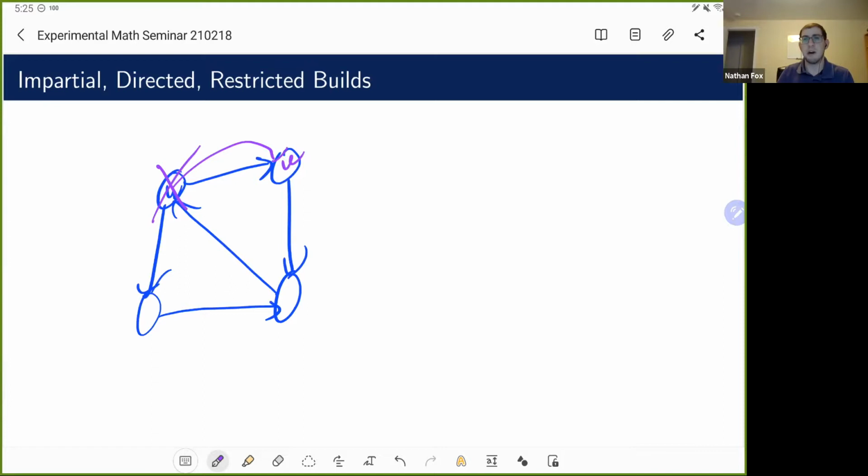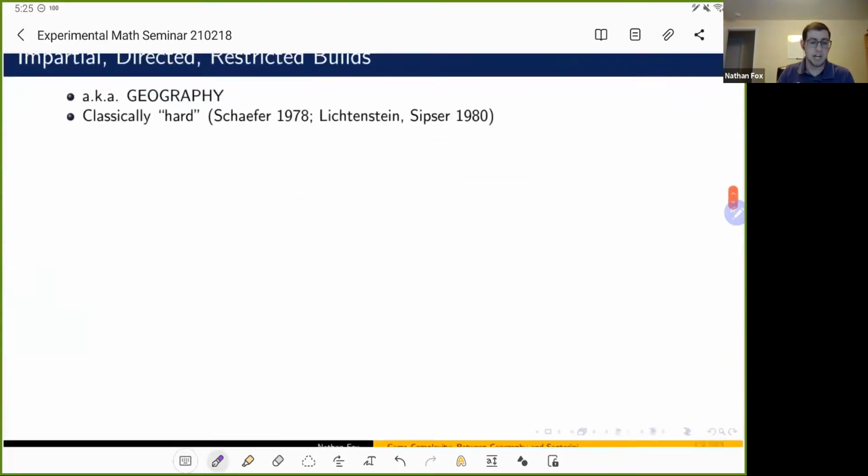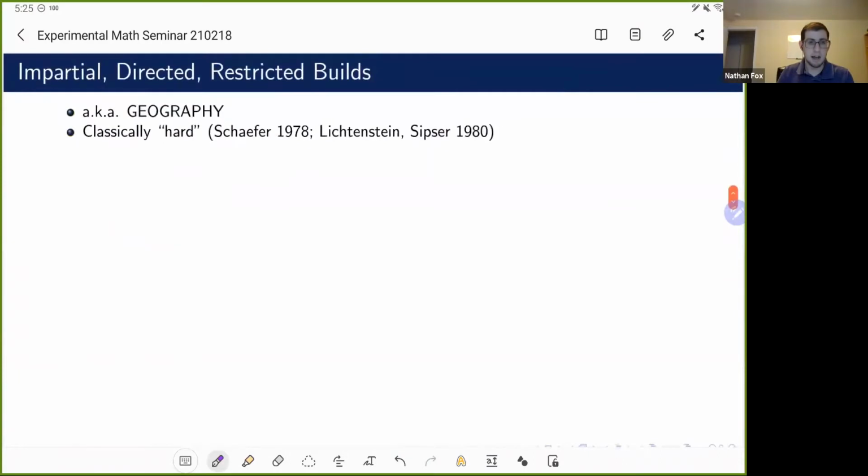So this game of taking turns moving a token around on a graph and deleting the vertex you moved from, this is a classical game known as geography. It's based off of a children's game where you name cities and you always have to start the next city's name with the last letter of the last city that was named, and you can't repeat cities. So this is a generalized graph theory version of this. And this game is classically known to be hard.